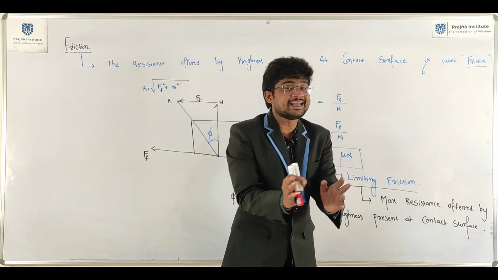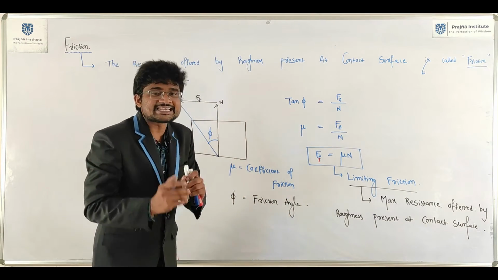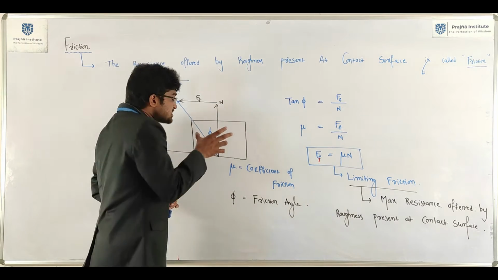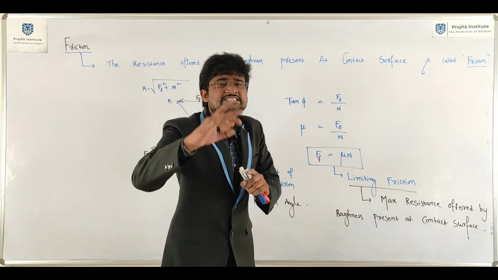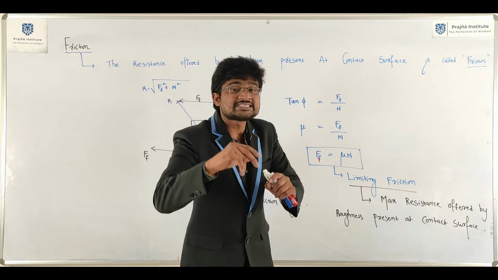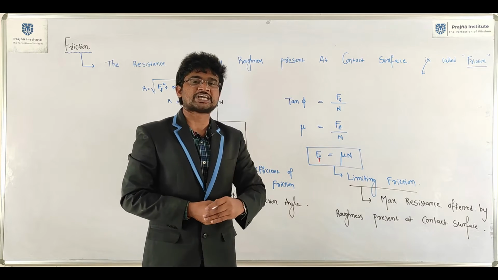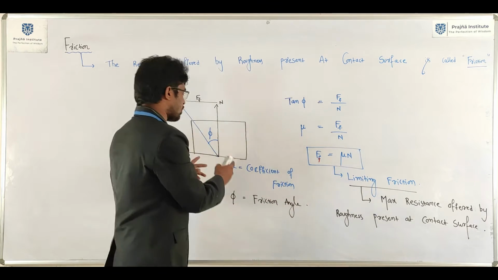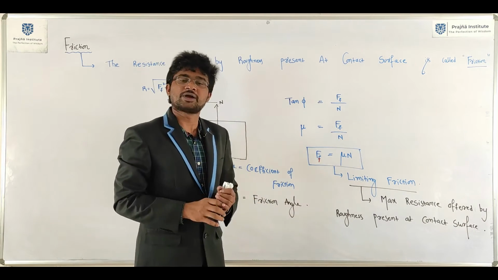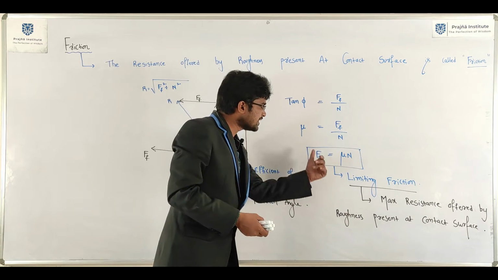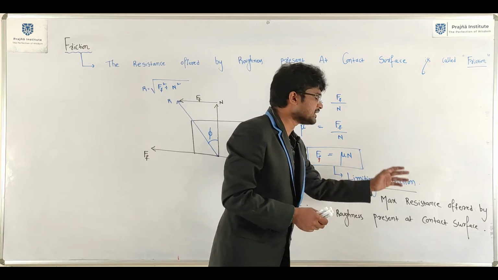Friction is related to the roughness. Whatever roughness is present at the contact surface, it has some capacity to resist the motion of the block. So what is meant by limiting friction? The maximum resistance capacity of the roughness present at the contact surface. It can resist up to this value. Once you apply more than this particular value, the block will be in motion. That is the meaning of limiting friction.